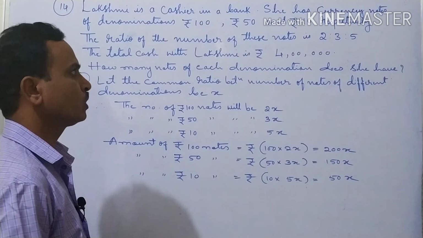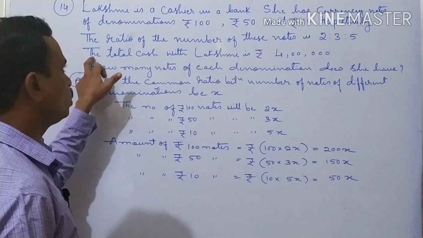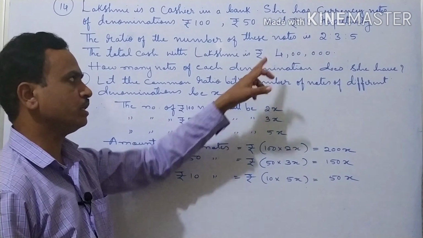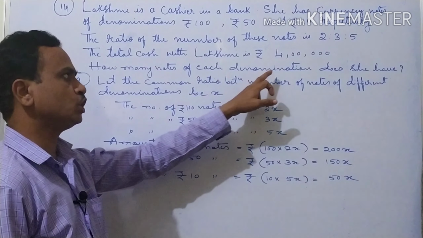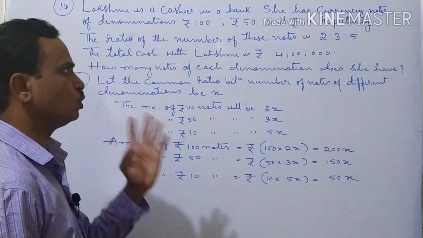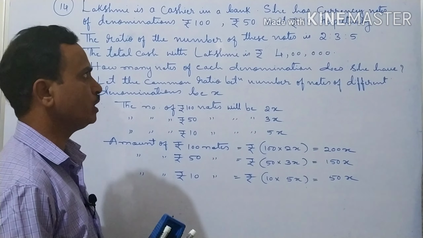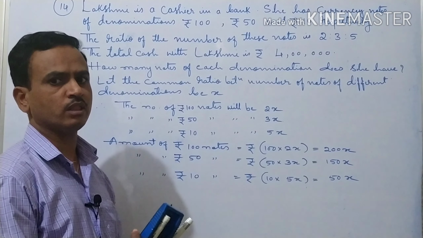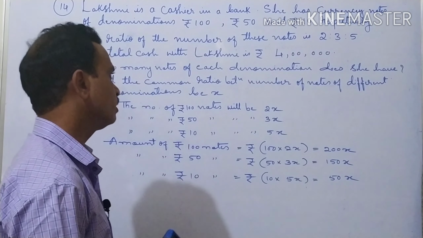The ratio of the number of these notes is given as 2:3:5. Then the total cash with Lakshmi is rupees 4 lakh. Then how many notes of each denomination does she have? That means how many 100 rupees notes, how many 50 rupees notes, and how many 10 rupees notes she has. That we have to find here.